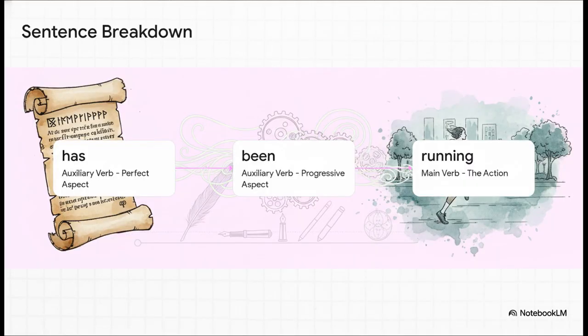So let's take another look at our sentence and break it down. You can see running is our main action, but the first helper, has, tells us the action is connected to the present. That's called the perfect aspect. And the second helper, been, tells us the action is ongoing. That's the progressive aspect. Put them all together and you get a super specific meaning, an action that kicked off in the past but is still happening right now.